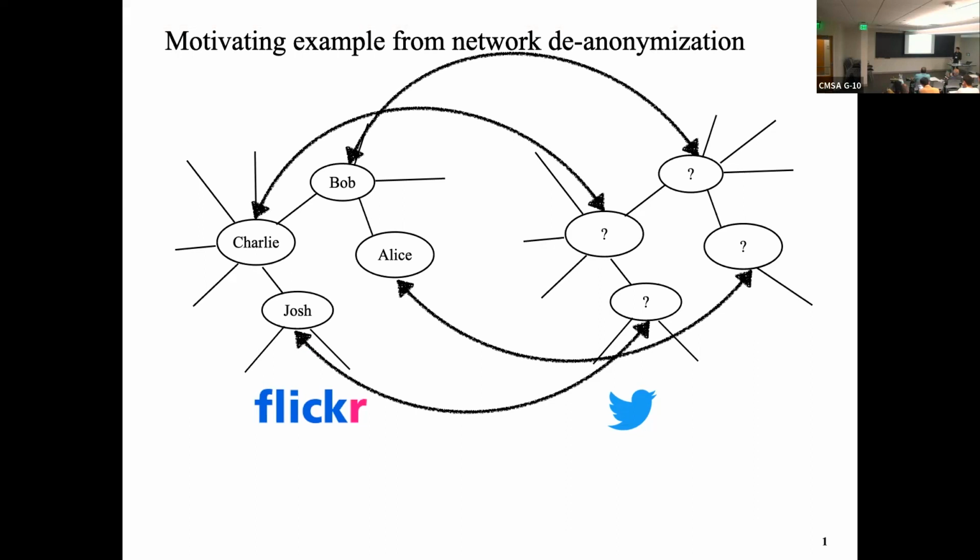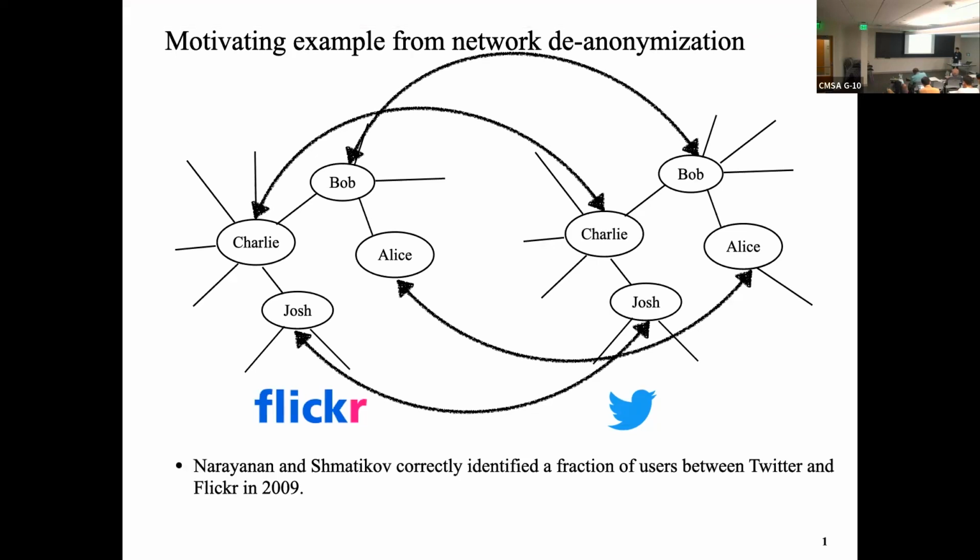And these arrows are essentially a matching between two sets of vertices. So this type of problem has been implemented with a lot of engineering hacks that lead to very scarily good accuracy in terms of de-anonymizing big social networks and also the Netflix data set.